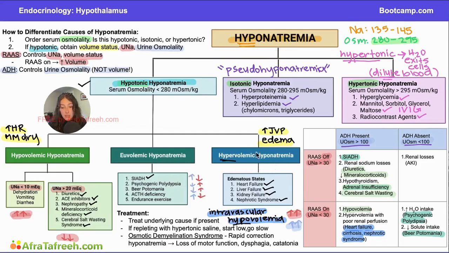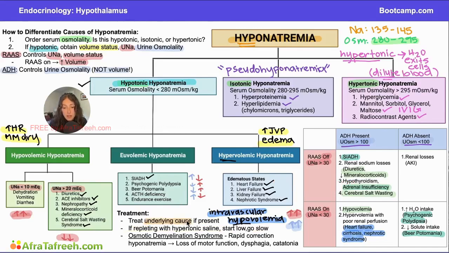And then if we have hypervolemic hyponatremia, that's going to be one of these diagnoses that is causing us to be intravascularly hypovolemic, and we can differentiate between history and other symptoms as well. So that's how we diagnose our different types of hyponatremia. But how are we going to treat the hyponatremia?